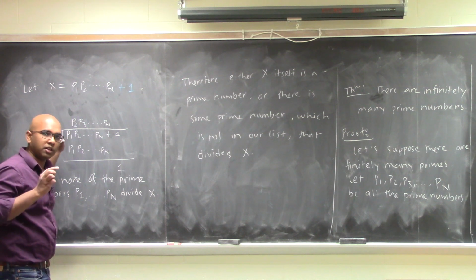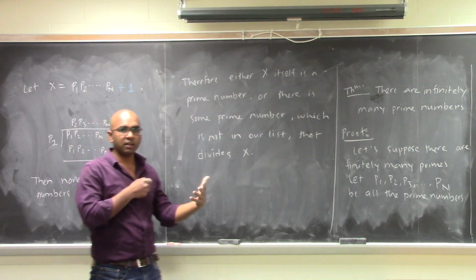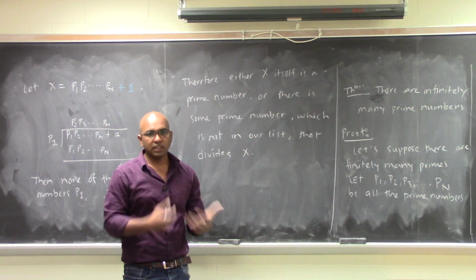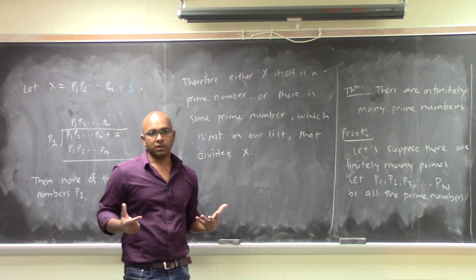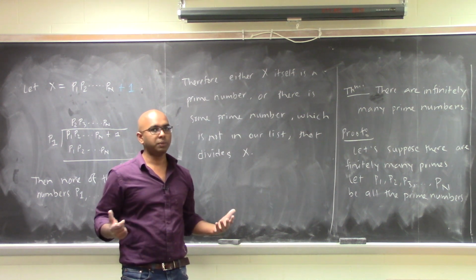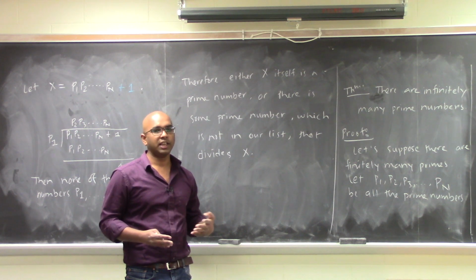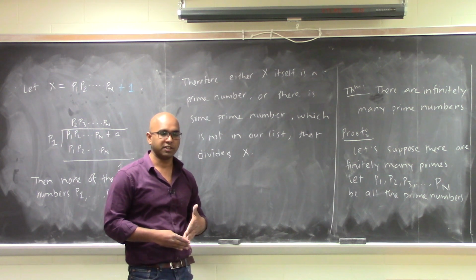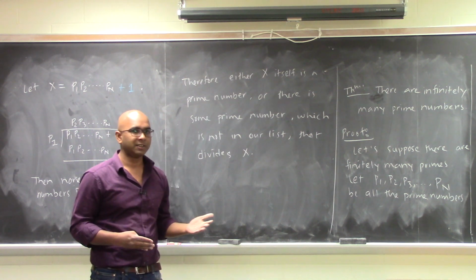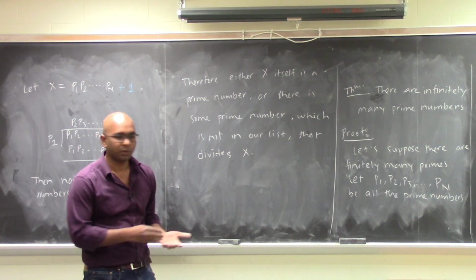So it will keep going and going and going. That means you will never end actually listing all the prime numbers. So that list of prime numbers is never going to be finite. So if something is not finite, what's the only option it has? That list has to be infinite. Okay, so that's the proof.